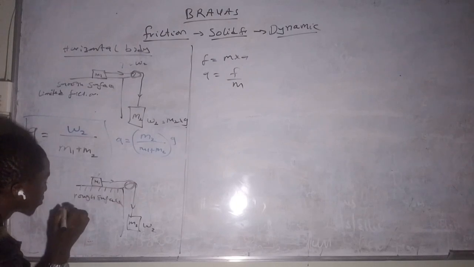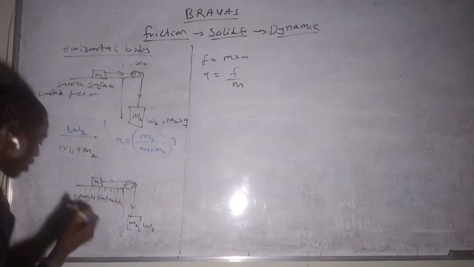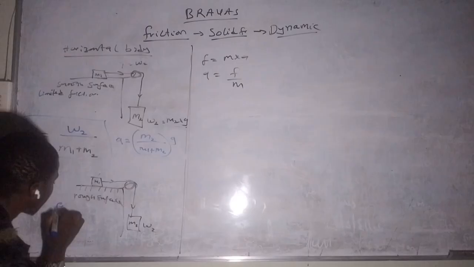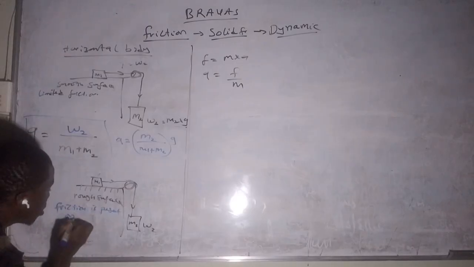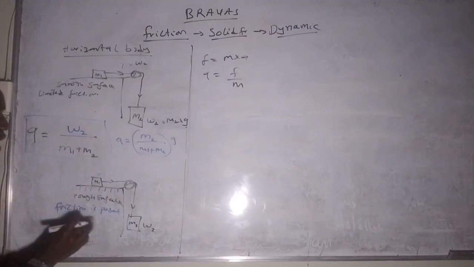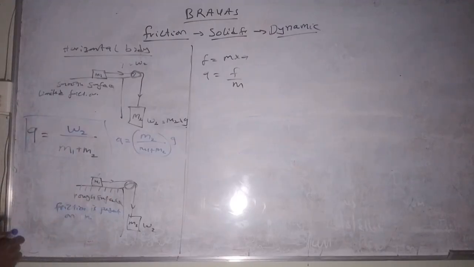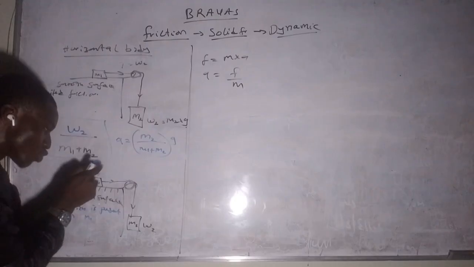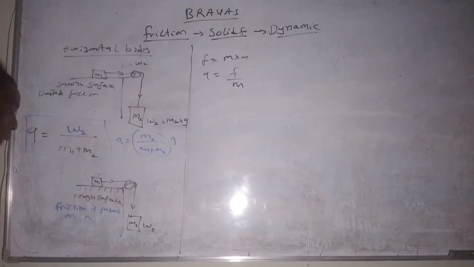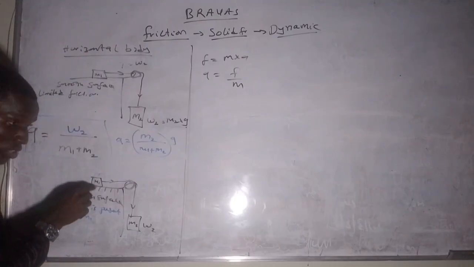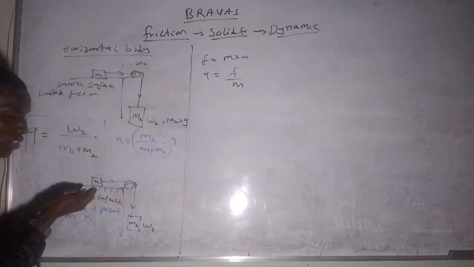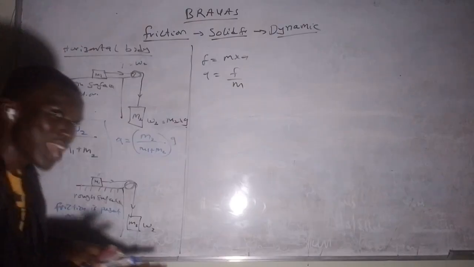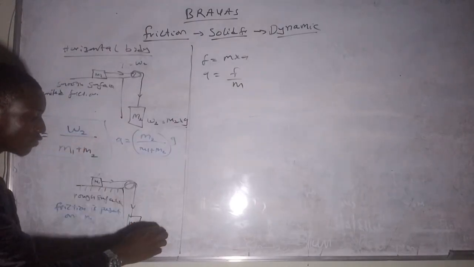So friction is present on M1. So there will be friction on M1. Friction is disturbing M1, because this mass is in contact with the floor, right? The surface, right? And they say the surface is rough. If you have a rough surface, what will happen? There will be higher friction, which will be reducing your force.